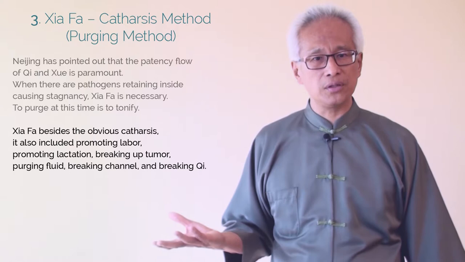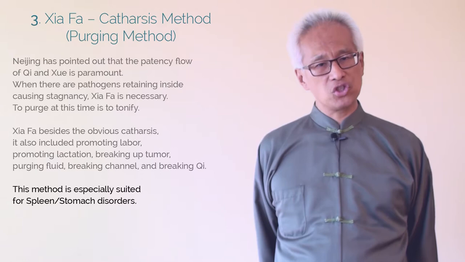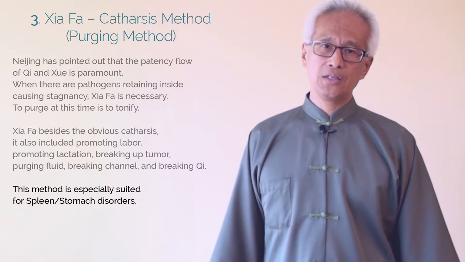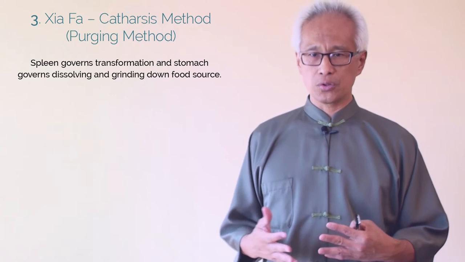So this method is essential for the treatment of tumor, for example, and cancer. This method is especially suited when there is a lot of stagnancy in the alimentary tract, in our spleen and the stomach region. So he continues, speaks in the phrase for us. Spleen governs transformation and stomach governs dissolving and grinding down food source.